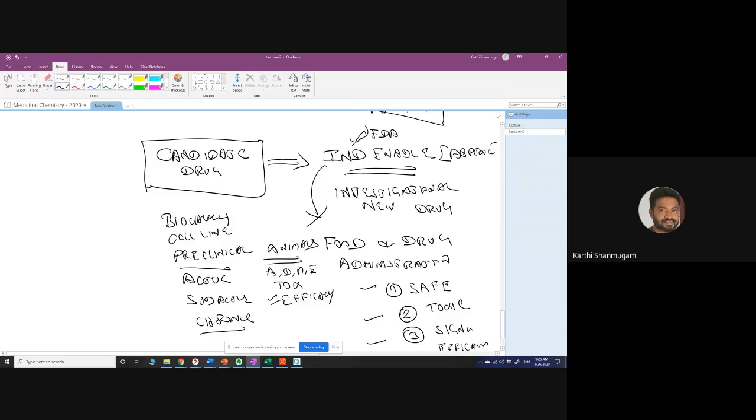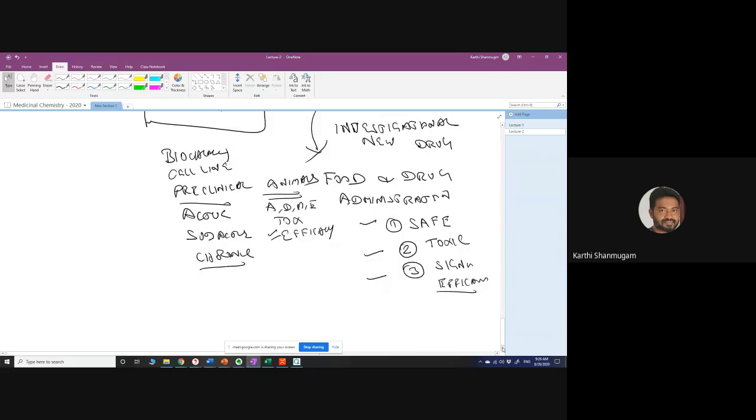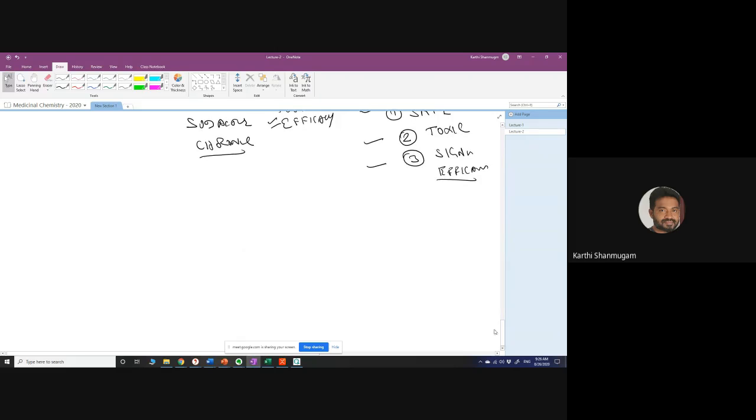There are chances also that they may reject. That depends on the data that you are submitting through the application. That is what is called IND enabling. So say for example, you are very lucky because your molecule is very safe and convinced the FDA through the IND application. Now you are ready to go for a study called clinical studies.